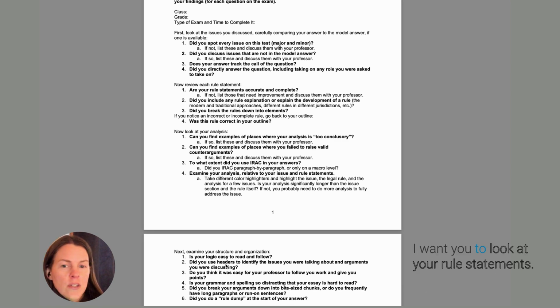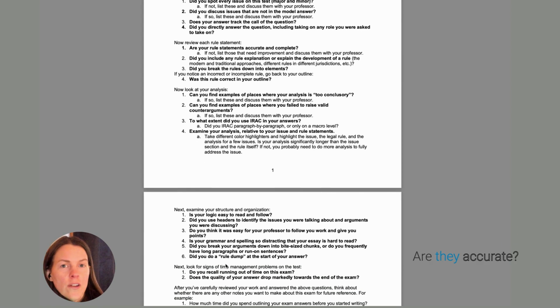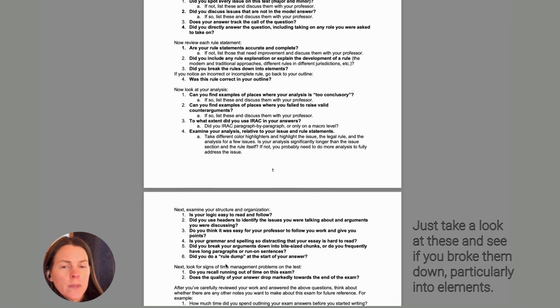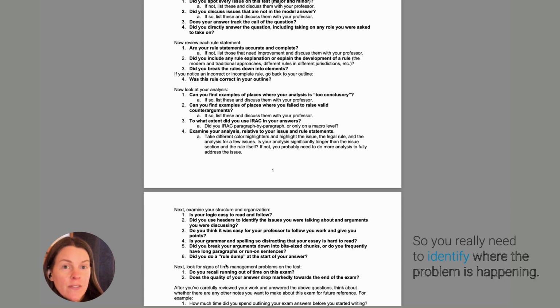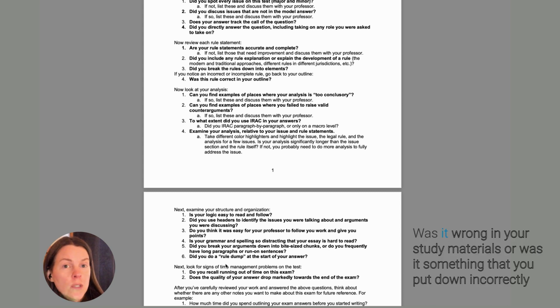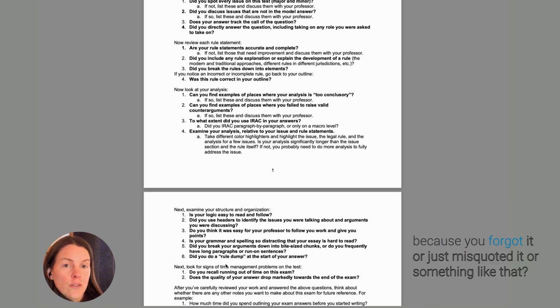All right, next I want you to look at your rule statements. Are they accurate? Are they complete? Are they helpful? Did you explain a rule if it was a little more involved? Just take a look at these and see if you broke them down particularly into elements. If the rule is not correct, you want to see if you had it correct in your outline. So you really need to identify where the problem is happening. Was it wrong in your study materials, or was it something that you put down incorrectly because you forgot it or just misquoted it or something like that?